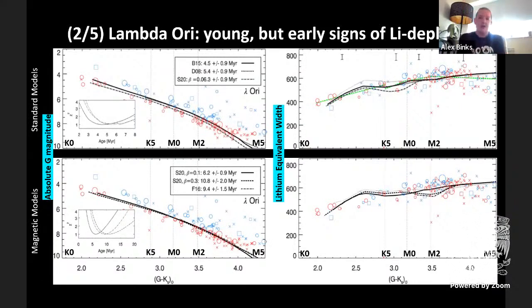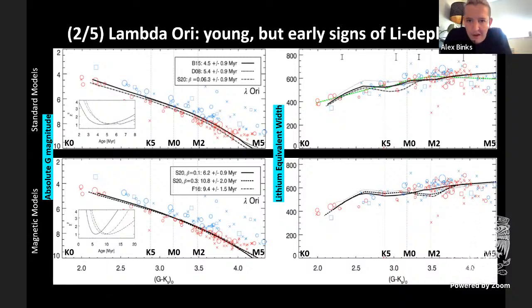Okay, so the second oldest cluster in this sequence, Lambda Auri, we're starting to get slightly older ages by a couple of million years. And we see the same differences, if you like, between the standard and magnetic models. The magnetic models are systematically older. But again, it's hard to break the degeneracy with color magnitude diagrams, with lithium diagrams, simply because we're still not at the age where lithium has started to burn in any of these stars.